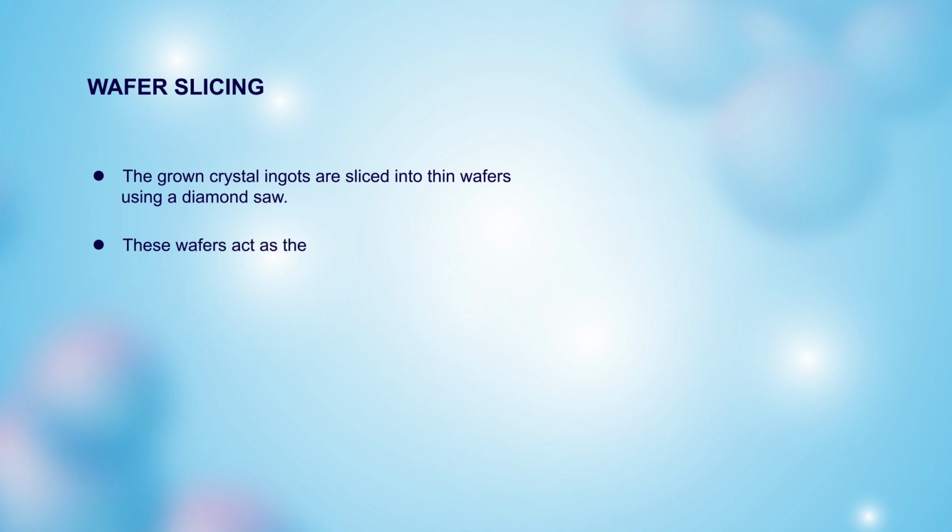So, the grown crystal ingots are of a large size. From that, the thin wafers are sliced, and this process is called wafer slicing. What happens here is that a diamond saw is used to slice the grown crystal ingot into thin wafers. Now, these wafers act as the base material for individual diodes. From these thin wafers, the diodes are formed.